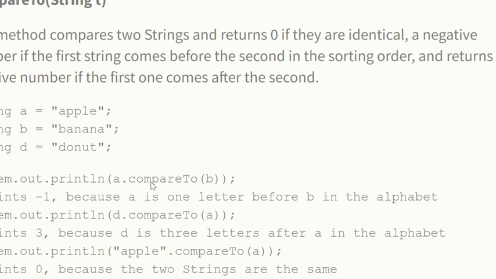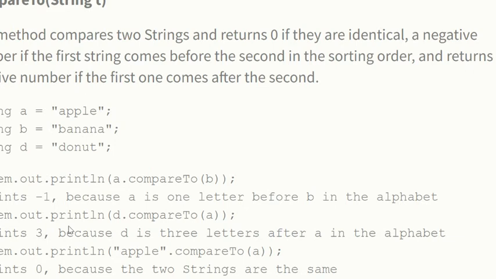So let's look at our examples. If I do A dot compareTo B, apple compared to banana, we get a -1 because A is earlier in the alphabet, right? It's 1 letter. In fact, -1 tells you it's 1 letter earlier. And if we did D dot compareTo A, so that's donut compared to A, we get +3 because D is 3 letters ahead of A in the alphabet.